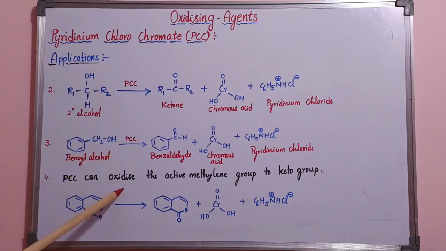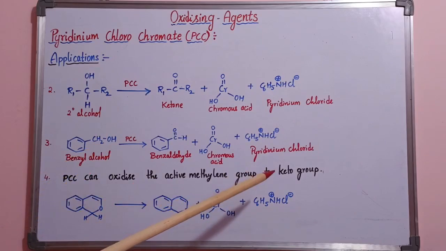And the same PCC can oxidize an active methylene group to a keto group. Active methylene group means the CH2 group which is flanked between two electron withdrawing groups. So here, the CH2 group is present between oxygen and the benzene ring. So this is the active methylene group. This active methylene group can be oxidized to a keto group, so we are producing ketones from this particular reactant. So these are the applications of PCC, and this is completely about the preparation method and applications of PCC.